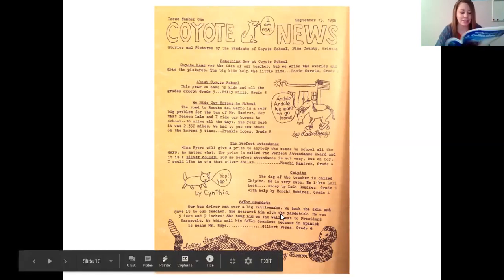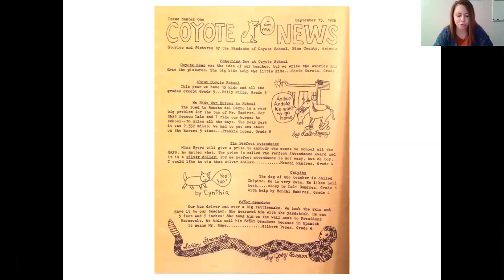And then last one is Señor Grandote. Our bus driver ran over a big rattlesnake. We took the skin and gave it to our teacher. She measured him with a yardstick. He was 5 feet 7 inches. She hung him on the wall next to President Roosevelt. We called him Señor Grandote because in Spanish it means Mr. Huge. That is by Gilbert Perez, grade 6.